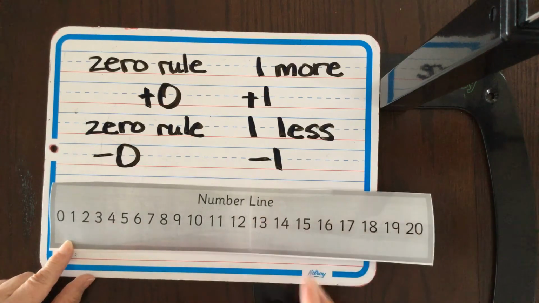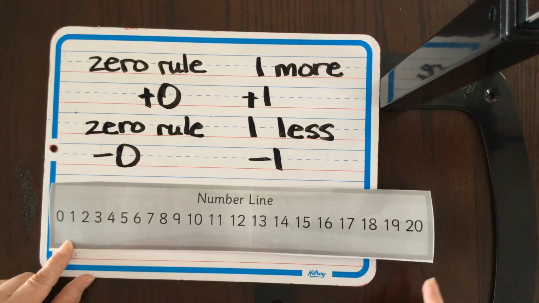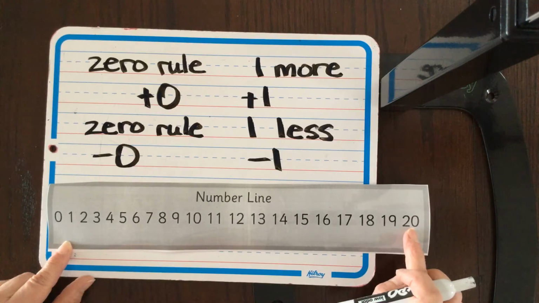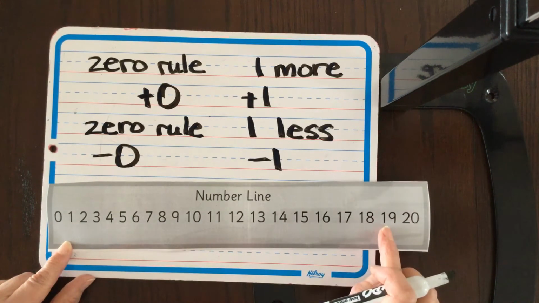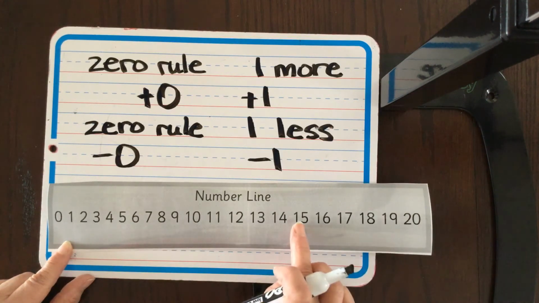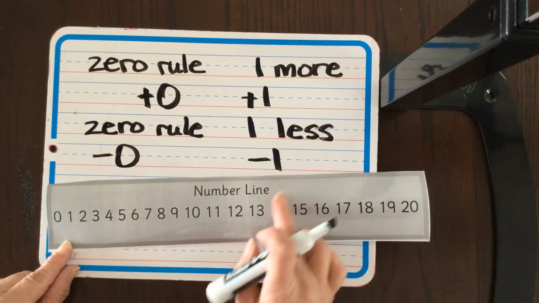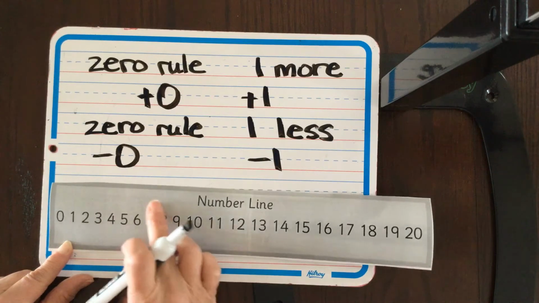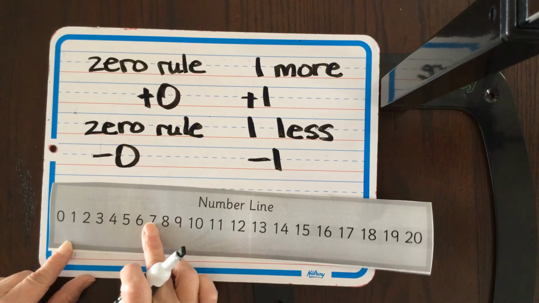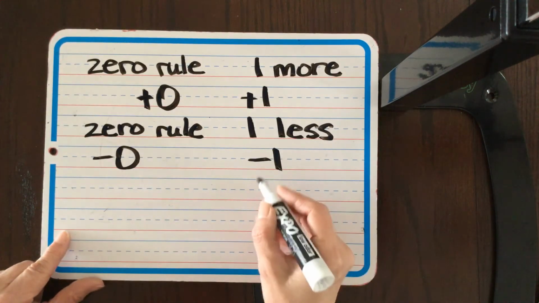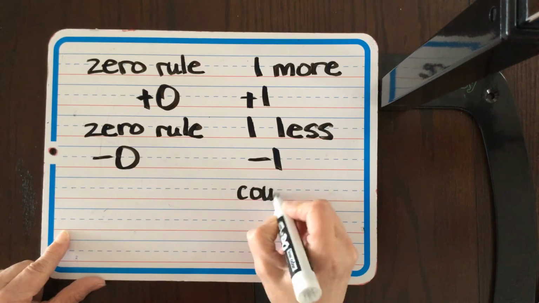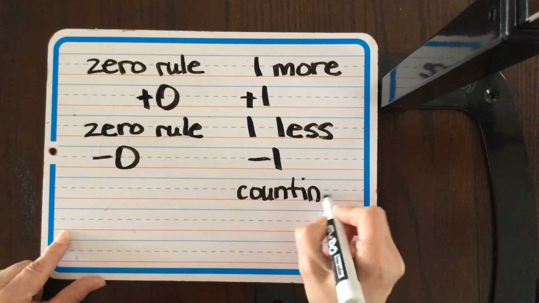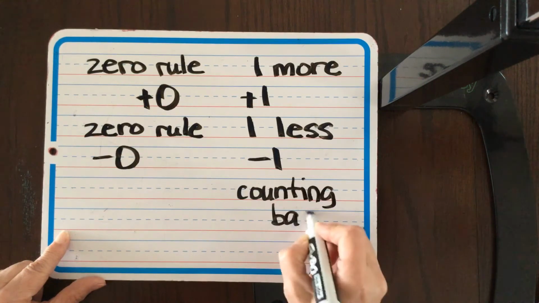If I want to use the 1 less rule, I can pick any number on my number line and say 20, take away 1, is the number before, 19. 15, take away 1, it's the number before, 14. 8, take away 1, it's the number before, 7. So we're doing one number counting backwards. We can sometimes call that counting back.